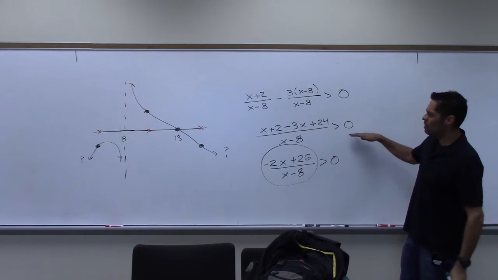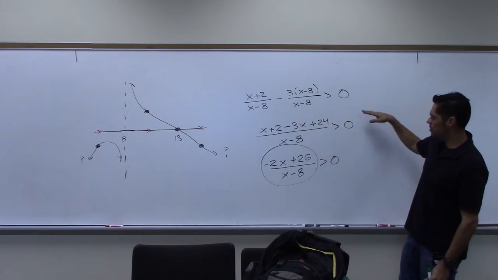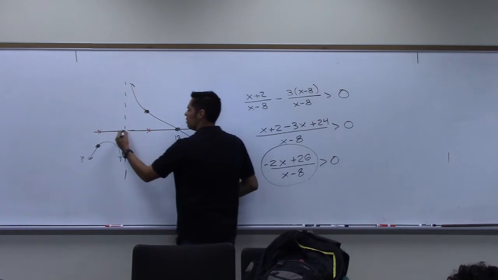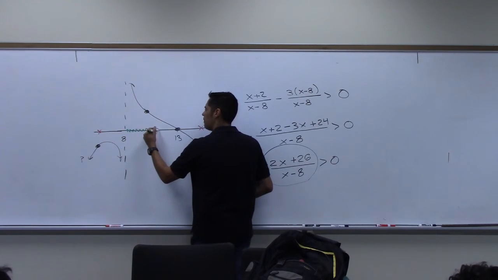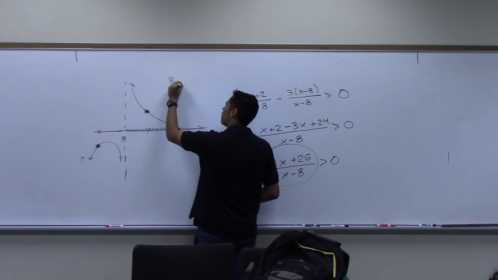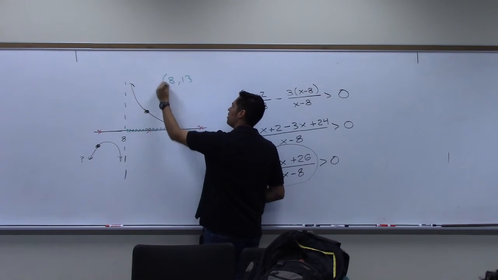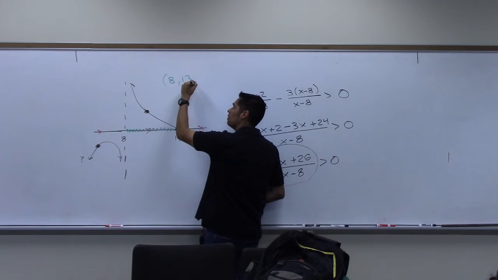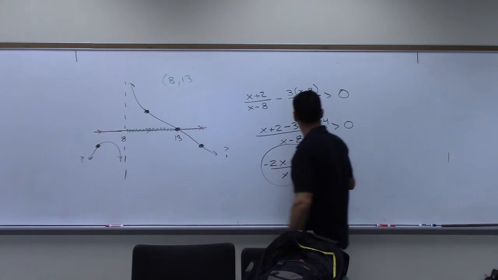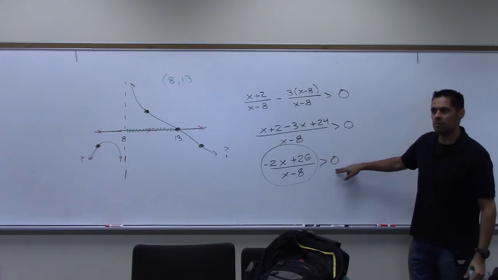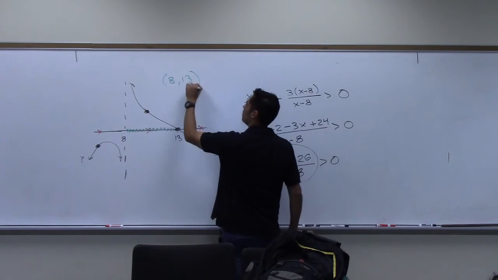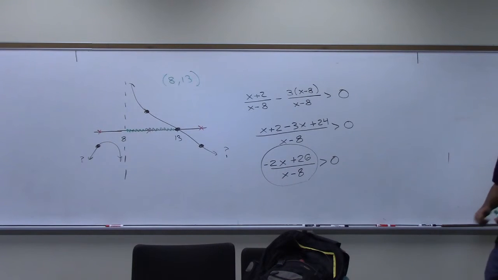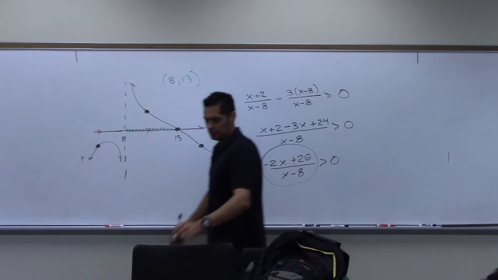So what am I looking for here? Where it's bigger than, so above the x-axis, right in here, right? So 8, 13, parenthesis. Do we want 13 to be equal to 0? Oh, no, we don't. So that's it. I was testing. I think you've got it. I was just making sure.